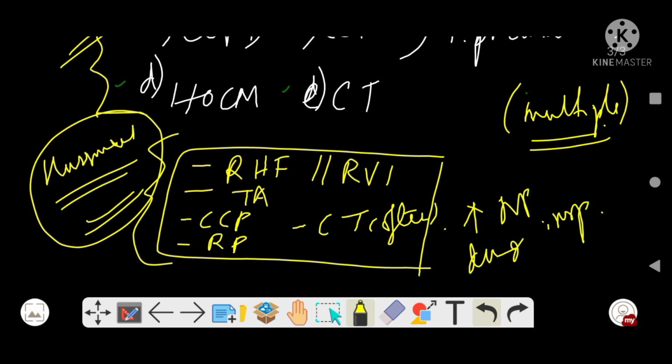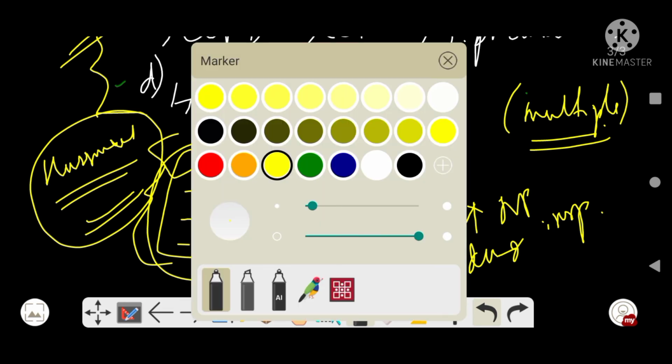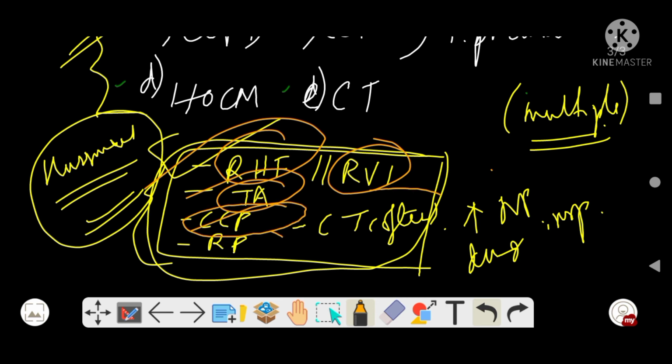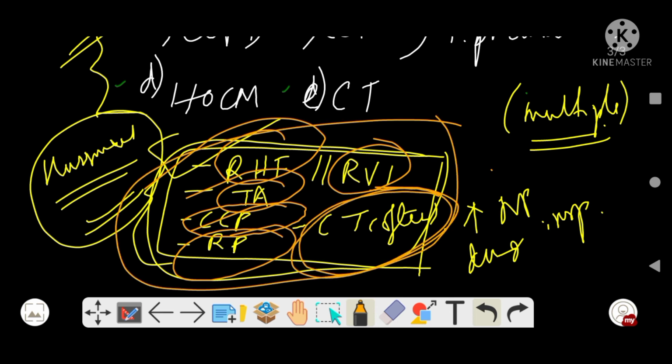So this is all about Kussmaul sign and where you will see it. Remember the pointers again: right heart failure or right ventricular infarction, tricuspid atresia, chronic constrictive pericarditis, restrictive pericarditis, and often in cardiac tamponade. So in all these conditions you are going to see Kussmaul sign, right?